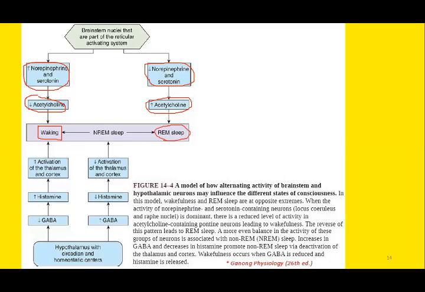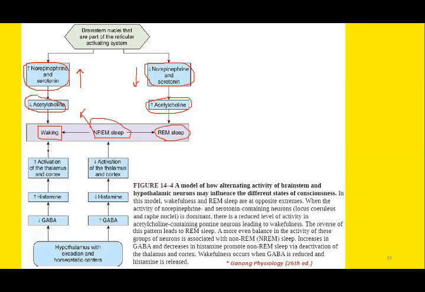So increased levels of norepinephrine and serotonin are responsible for wakefulness. Suppressed levels of norepinephrine and serotonin are responsible for REM sleep. And whenever an equilibrium is achieved between all these neurotransmitters, this will cause non-REM sleep. So during non-REM sleep, an equilibrium is achieved between all these neurotransmitters. So what happens during wakefulness?